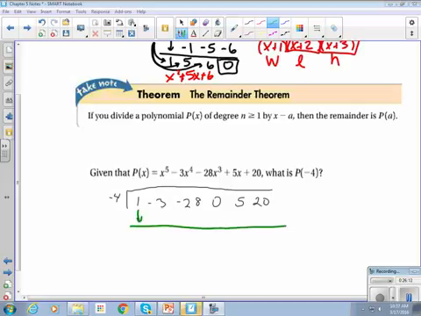Okay, first thing we do is drop it down. Then we multiply. Then we add. Then we multiply. Then we add. We multiply. Then we add. And we multiply. And we add. And we multiply. So P of -4 should be 0.